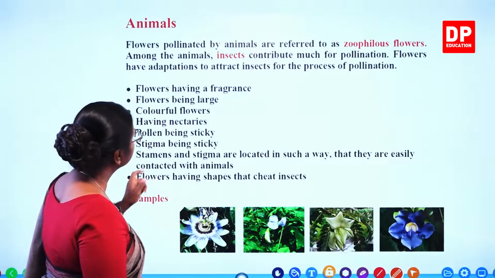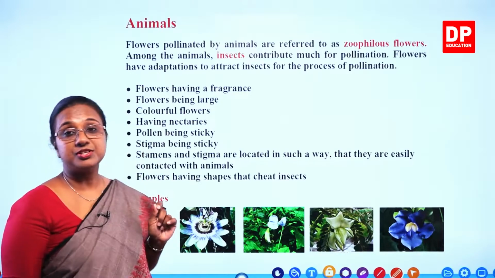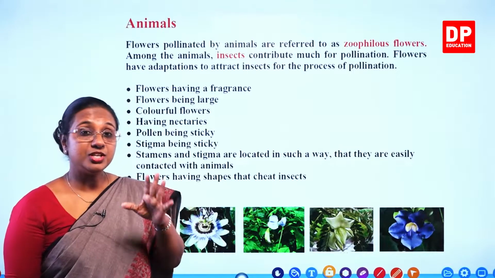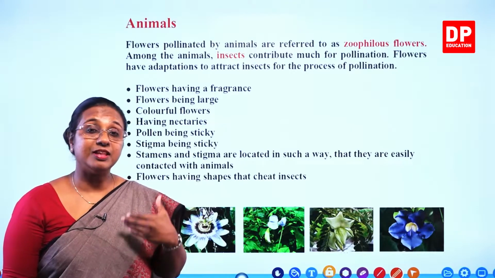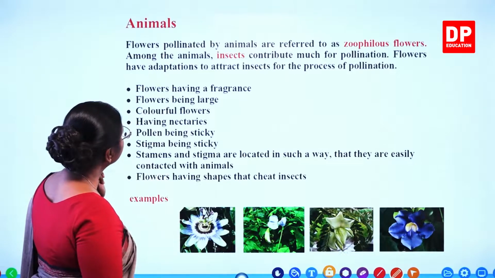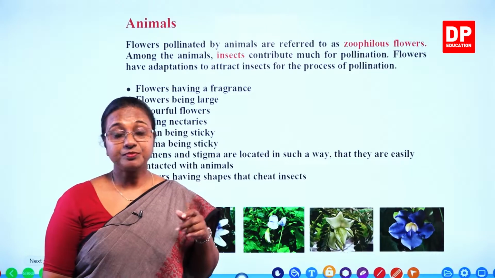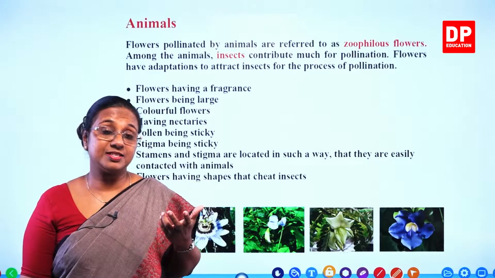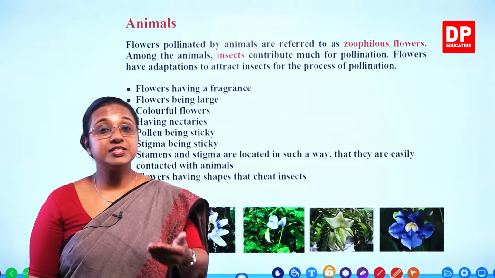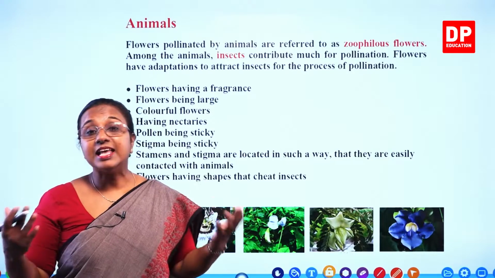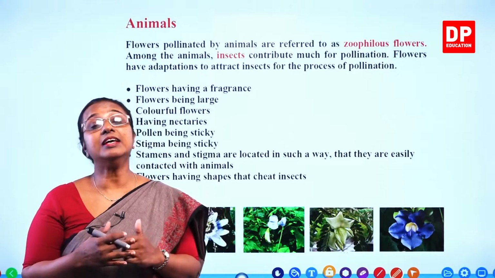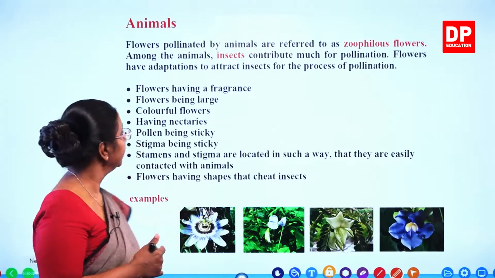Flowers have adaptations to attract insects for the process of pollination. So flowers have many adaptations in order to attract insects so that they will carry out the pollination process. So the first one is flowers having a fragrance. Normally you all smell different flowers. That is why even perfumes are made after flowers. Rose, jasmine, lavender, there are different fragrances. Now these fragrances attract the insects. So that is one adaptation.